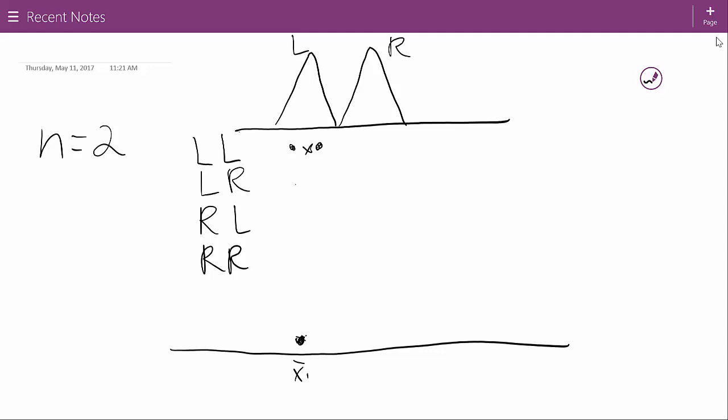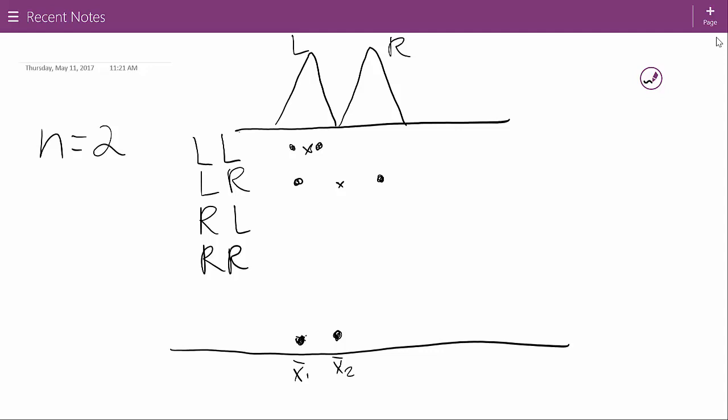Second possibility: observation number 1 comes from the left side of the distribution, and observation number 2 comes from the right side. Again, I compute the sample average, and it's a point in between, in the middle. So it's right here, and I put it down. This is my x2 bar.